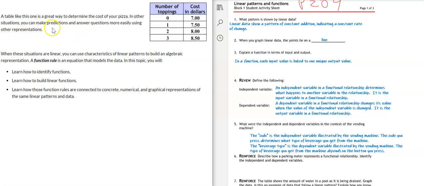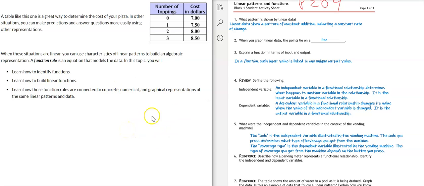In other situations, you can make predictions and answer questions more easily using other representations like a graph or an algebraic representation of the function. When these situations are linear, you can use characteristics of linear patterns to build an algebraic representation. A function rule is an equation that models the data. In this topic, you're going to learn how to identify functions, learn how to build linear functions, and learn how those function rules are connected to concrete numerical and graphical representations of the same linear patterns and data.